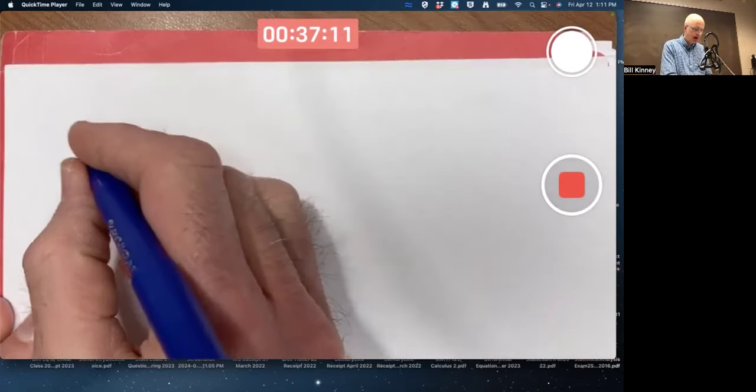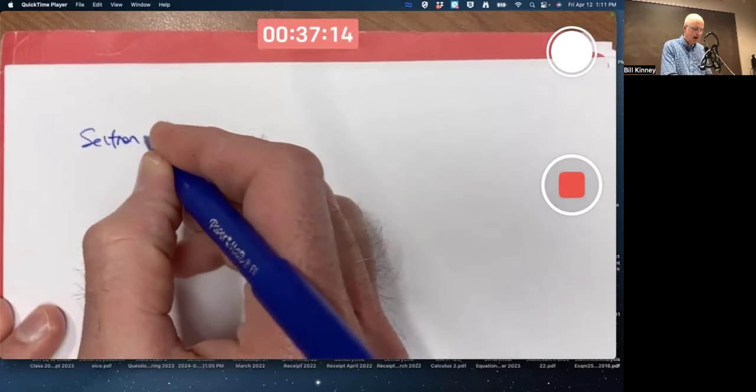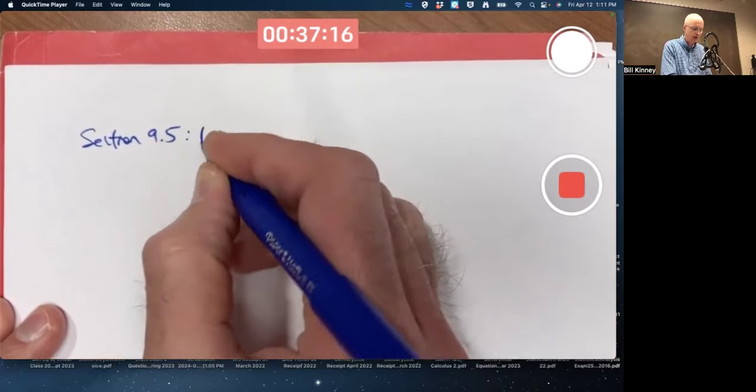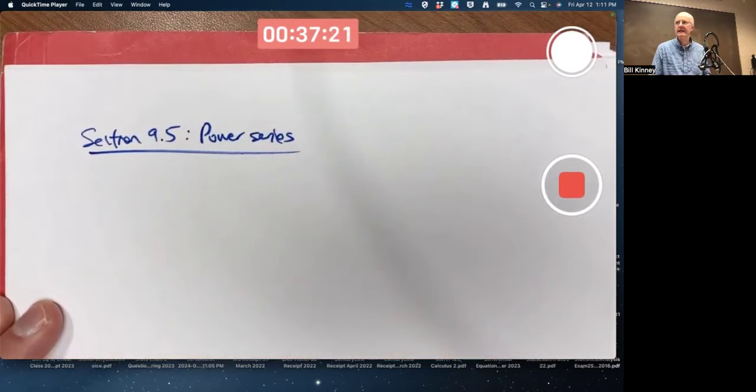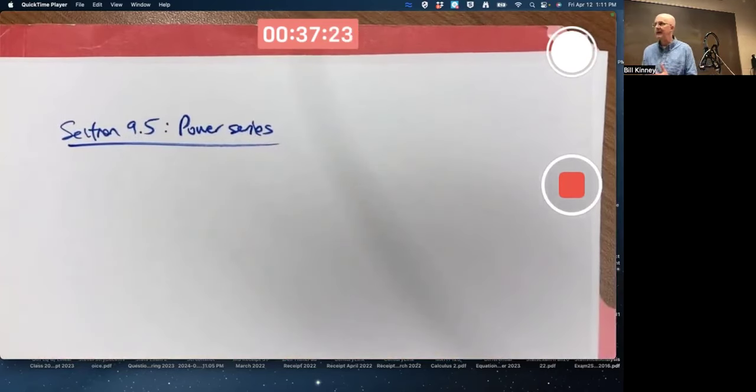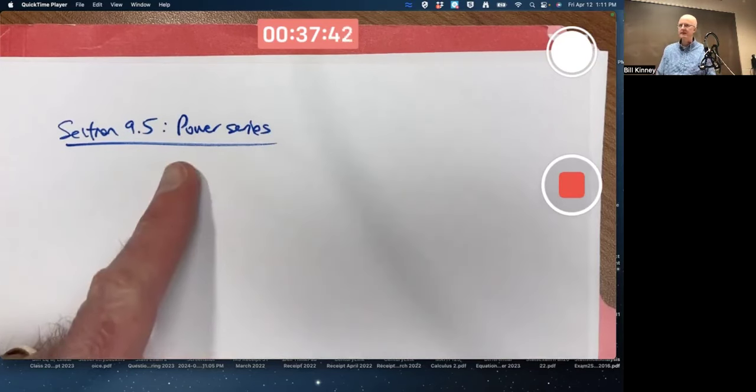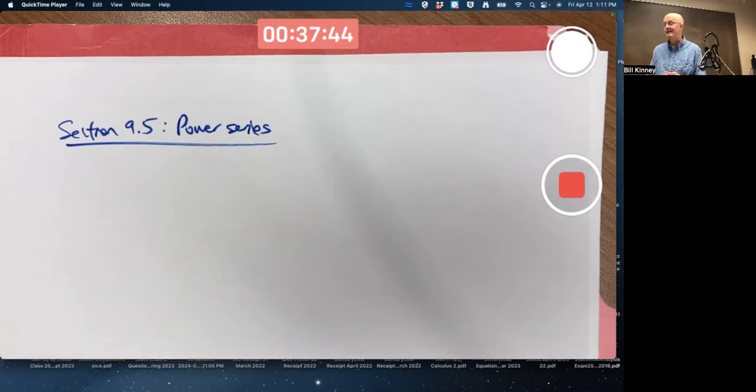Section 9.5 is about what are called power series. Power series are infinite sums where the terms are powers of x. That's why it's called a power series. In chapter 10, we're going to learn about a special kind of power series called a Taylor series. And I'd like to motivate power series by considering a Taylor series, actually.